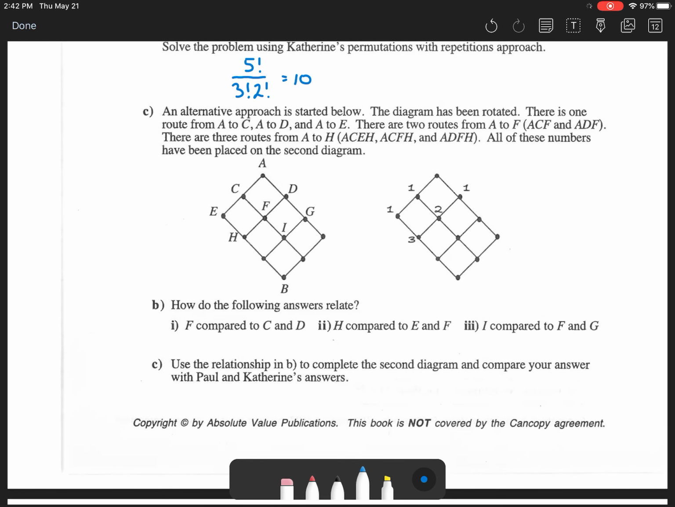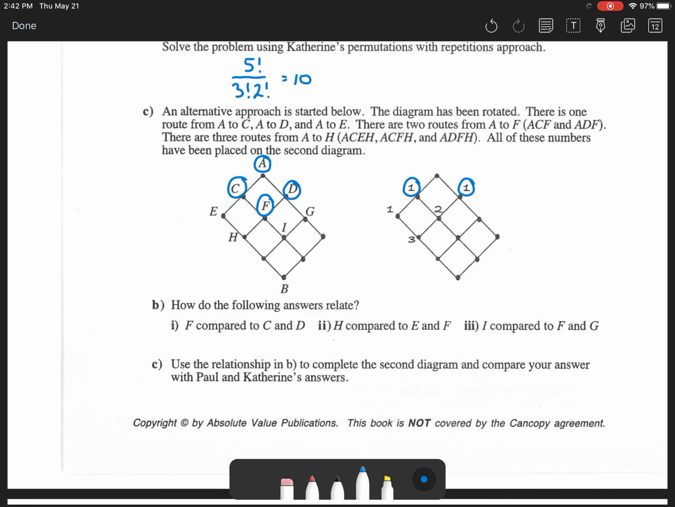Now in part C, it says an alternative approach is started below. The diagram has been rotated. There is one route from A to C. So to go from A to C, there's only one way to get there. From A to D, there's also only one way to get there. So that's why they have a 1 here and a 1 here. Those numbers are now representing the C and the D on the diagram to the left.